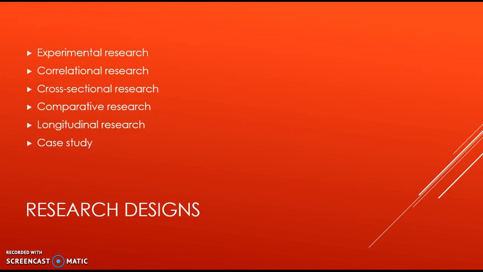To start off this video, we're going to start looking at some of the different types of research designs. So the research design is the structure or plan of a piece of research. What is the outcome going to be? What type of research is going to be conducted? It is important to have this structure to help gain more reliable results.